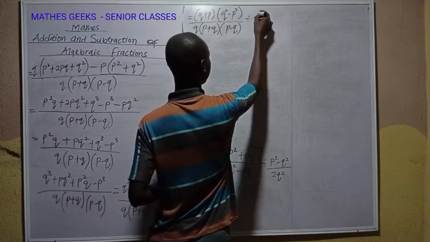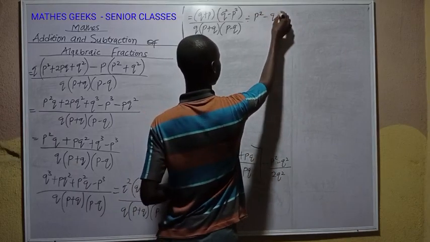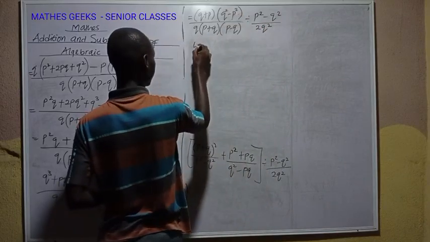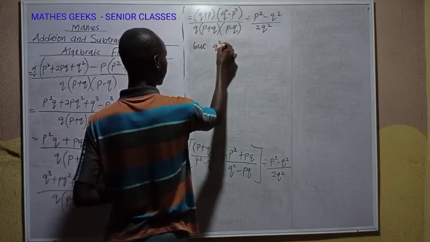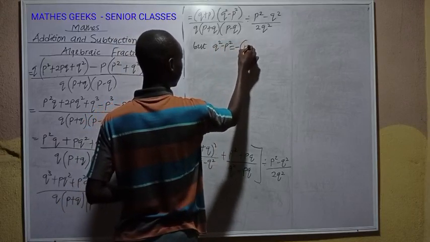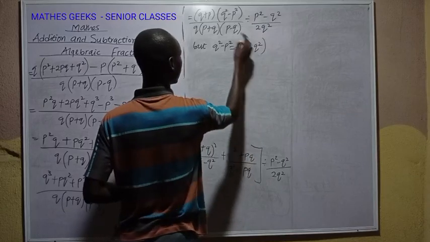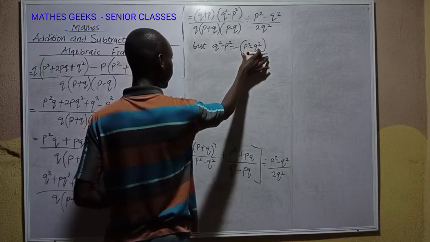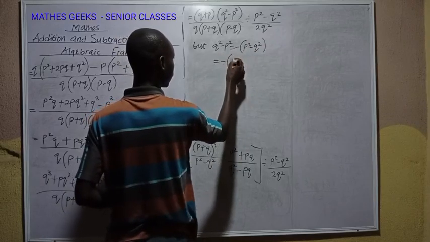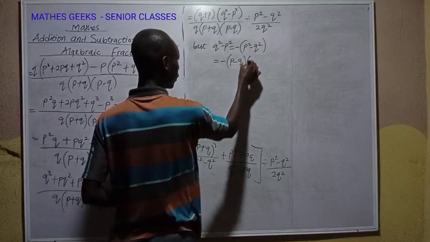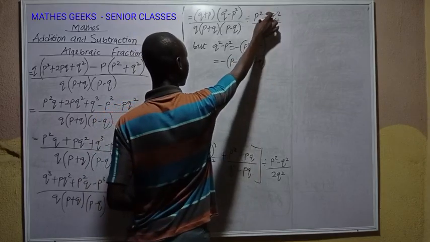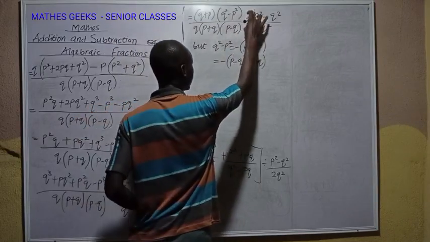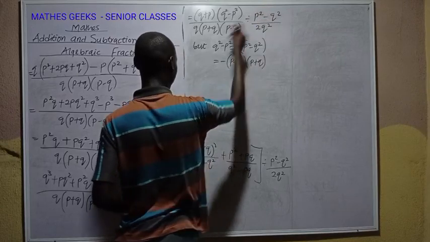This is divided by (p squared minus q squared) over 2q squared. This part here needs a tweak. q squared minus p squared is equal to minus (p squared minus q squared), because we're changing the order to this form. This is a difference of two squares, so it will simplify further to (p minus q)(p plus q). Remember that this is also a difference of two squares, so put this in place of this, and we change the division to multiplication, then we invert this part of the fraction.